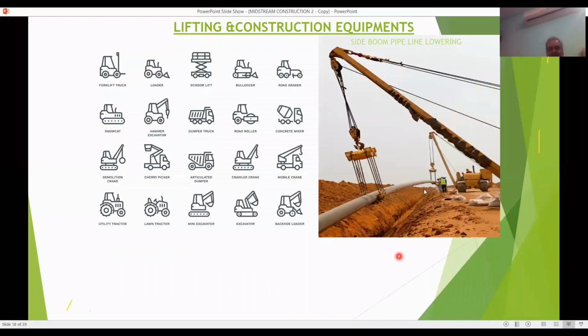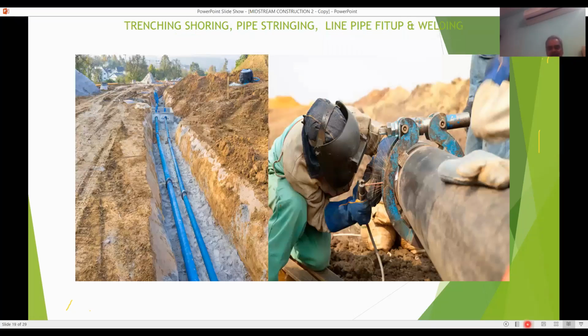See how they are lifting. This is the way you have to lift the pipe while lowering. These are the equipments to be used in the cross-country pipelines. Okay. And once the welding is completed, you have to lift the pipe and lower it like this. Now this is welding.